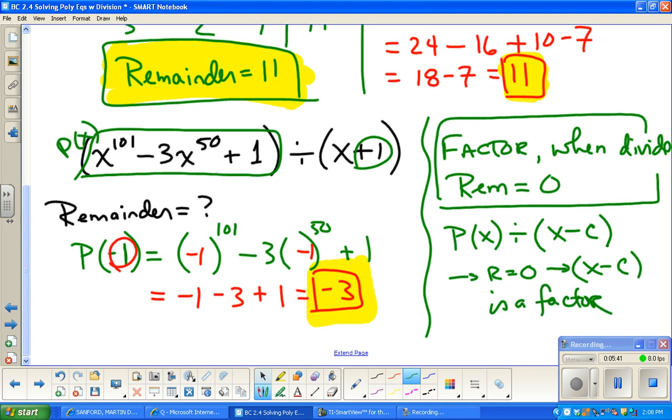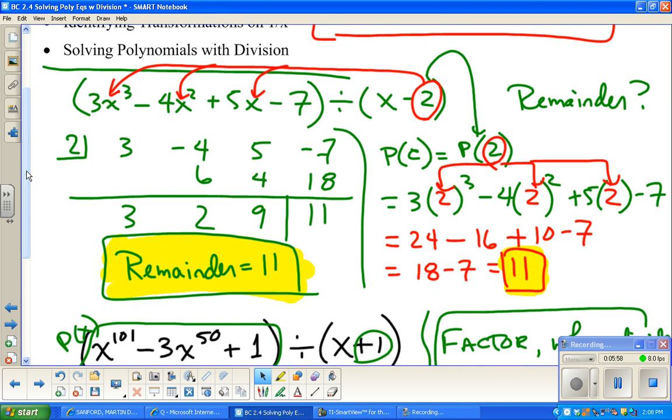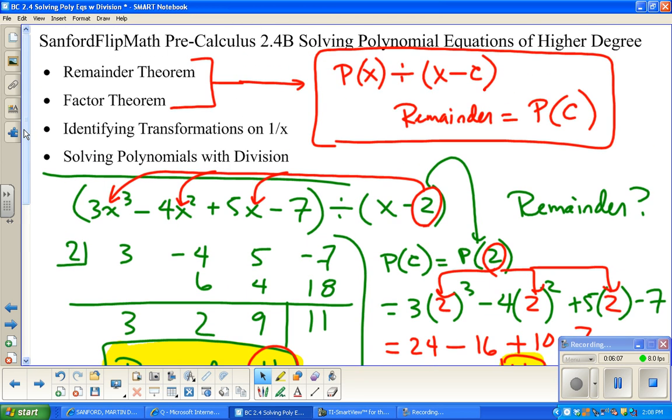Okay, so just to look at the last couple that we just did, well, the remainder here is not 0. So that means x plus 1 is not a factor of x to the 101 minus 3x to the 50 plus 1. Okay? And in the same vein, since the remainder here was 11, then x minus 2 was not a factor of that big ugly cubic. Okay? All right, so that's all I'm going to say about remainder theorem and factor theorem right now.